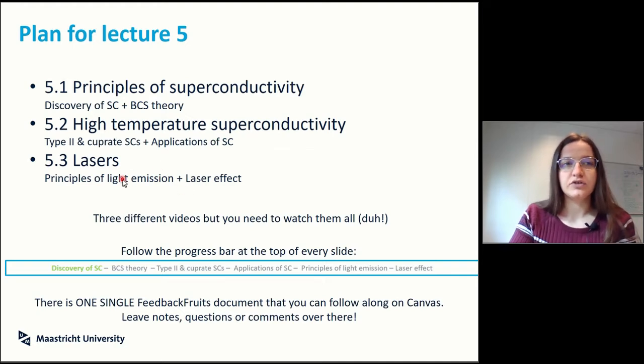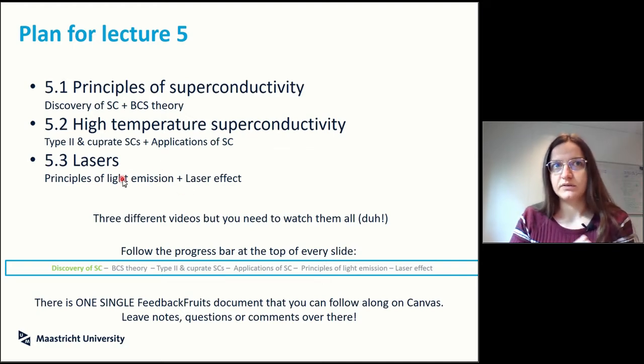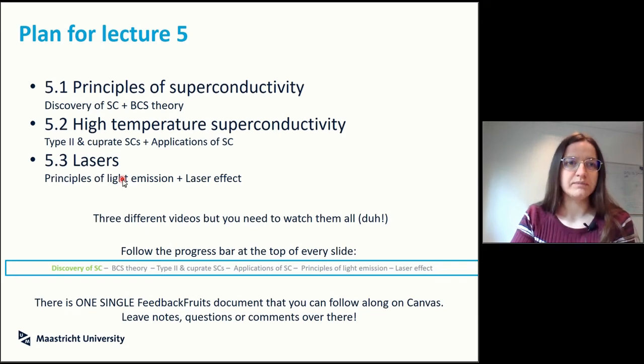And then the third lecture is going to be about laser materials, so a different topic from superconductivity. You can follow the progress of the overall lecture on the bar, and the whole ensemble of these slides is available on Canvas as part of the interactive document.